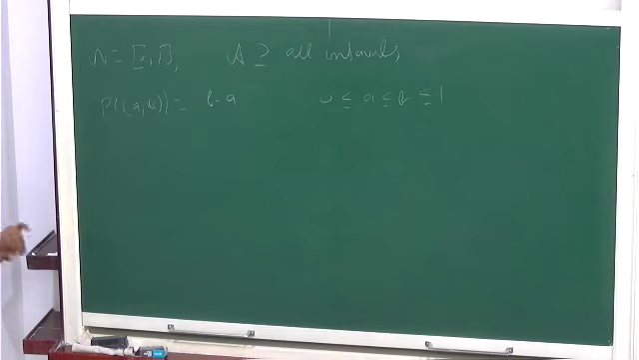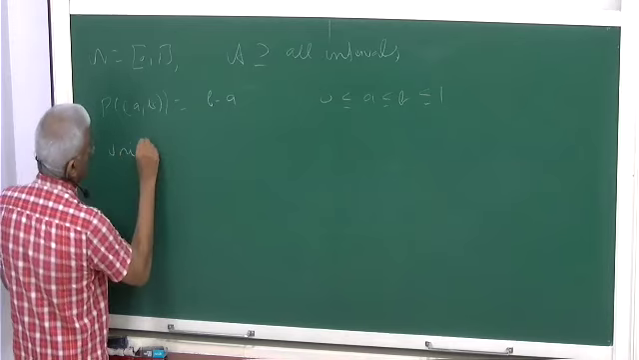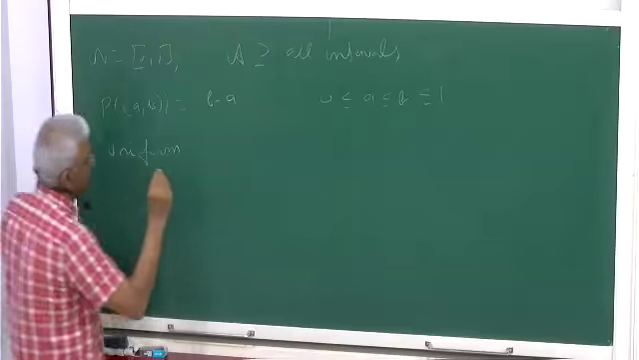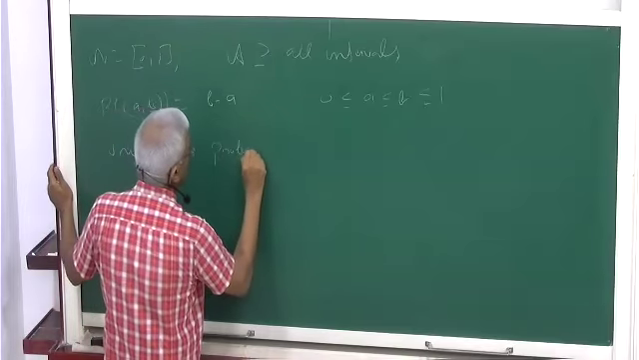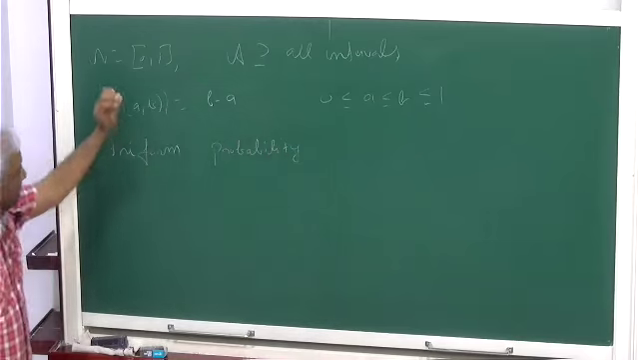This is the probability. Probability of any interval is B minus A. That's all. This is what is called uniform probability distribution. We will define what a distribution is, but this is what is called continuous uniform probability. This is on the interval.